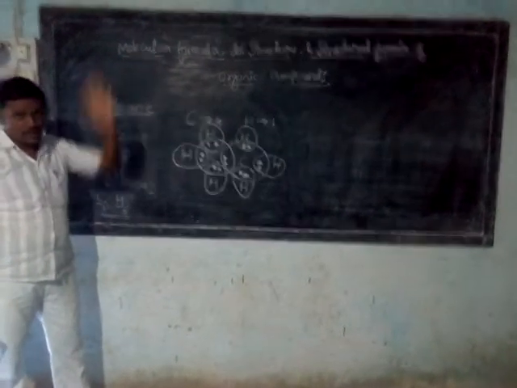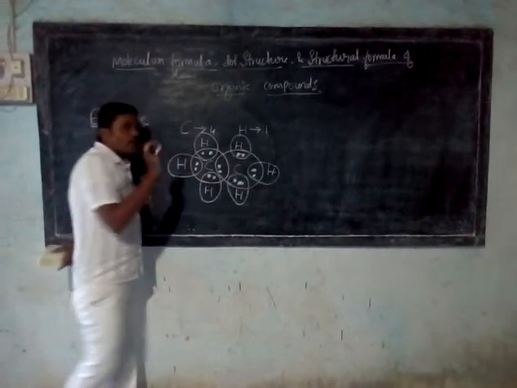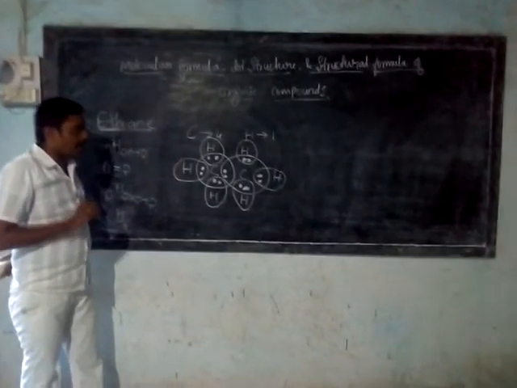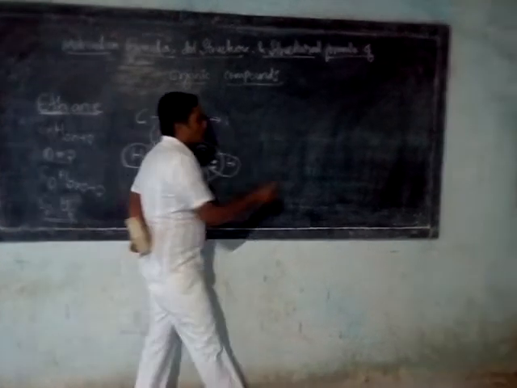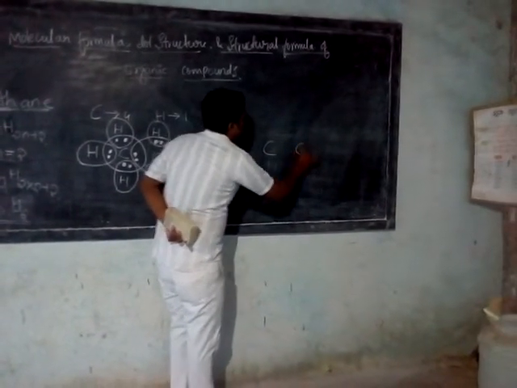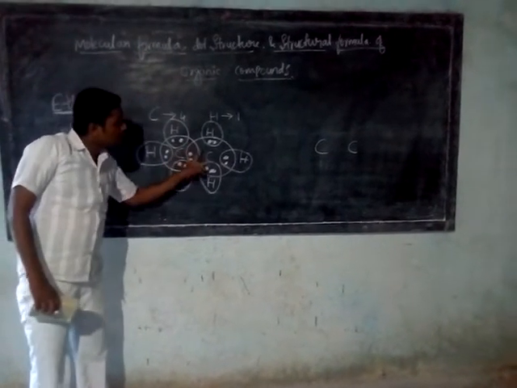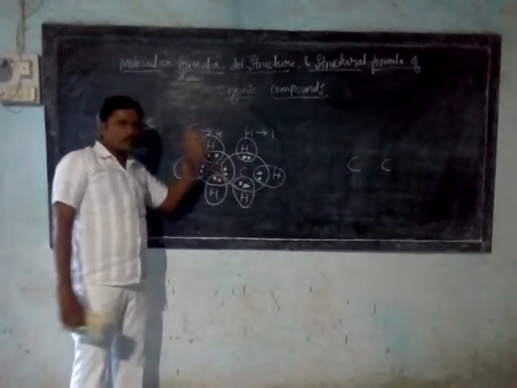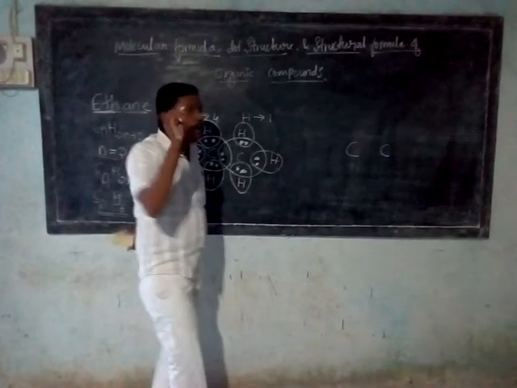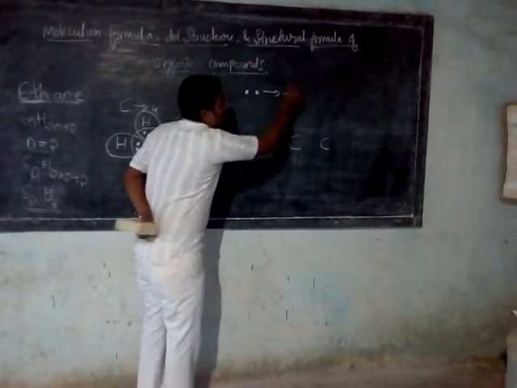But what about the structural formula? Now I am going to write the structural formula for ethane. First we have to understand how many carbons are there. 2 carbons. I will write the 2 carbons. Next, in between the 2 carbons, how many dots are there? Only 2 dots. We have one formula: 2 dots means only one bond.